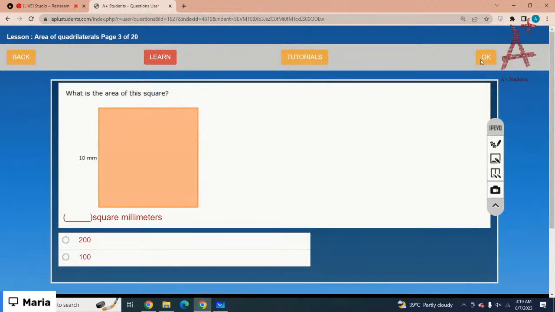What is the area of the square? So a square has all four sides equal in length. So the area of the square would be side times side. So it would be 10 times 10. 10 times 10 is 100. So the correct option is 100.